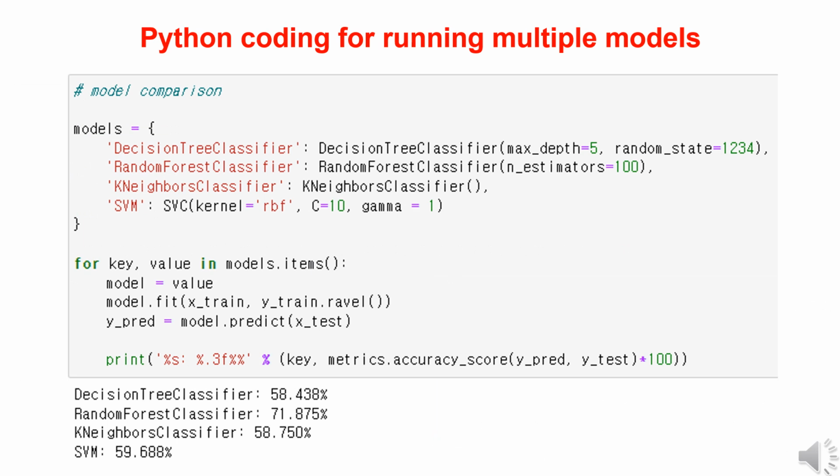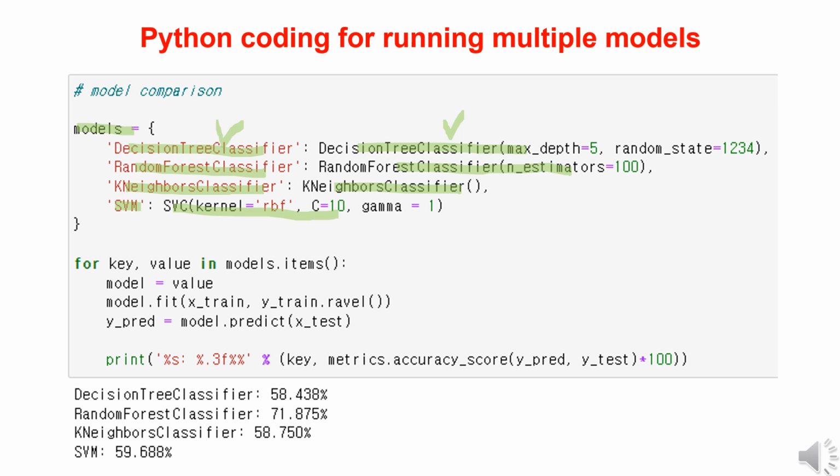In order to simultaneously run 4 classification models, decision tree, random forest, k-nearest neighbors, and support vector machine, the names of each model were designated as keys, and their respective libraries and hyperparameters were assigned as values. This structured information was then organized into a dictionary named models.